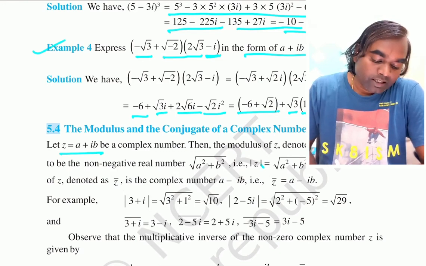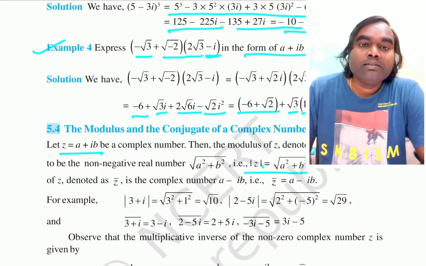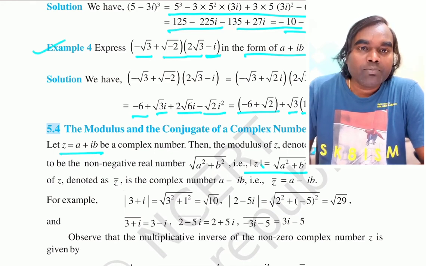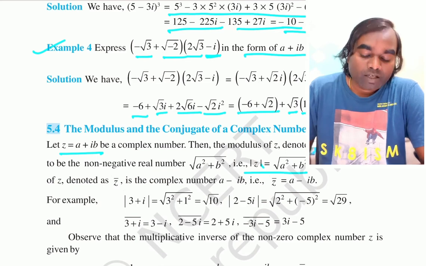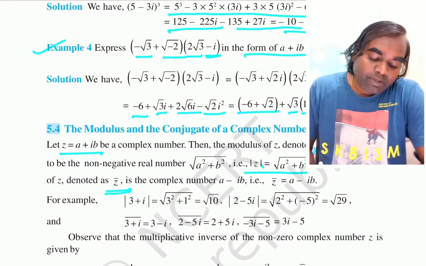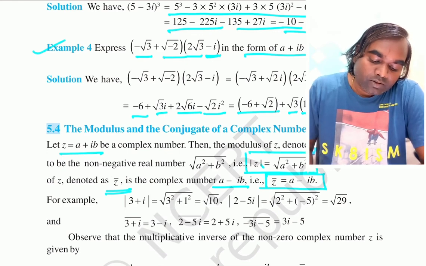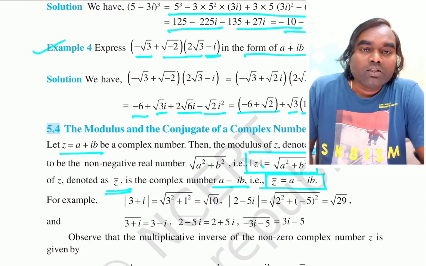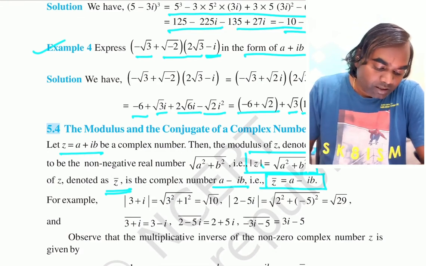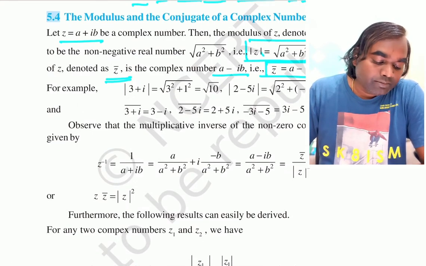The modulus of this number is given by modulus of z is equal to square root of a square plus b square. That means square root of the real number a square plus real number b square, and the complex conjugate is denoted as z bar is equal to a minus ib. So note this: modulus of z is equal to square root of a square plus b square, and the complex conjugate z bar is equal to a minus ib. This is the definition of the modulus and the conjugate of a complex number. You can utilize this definition for solving any kind of problems related to complex numbers.